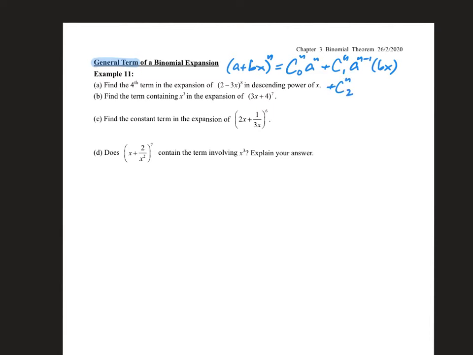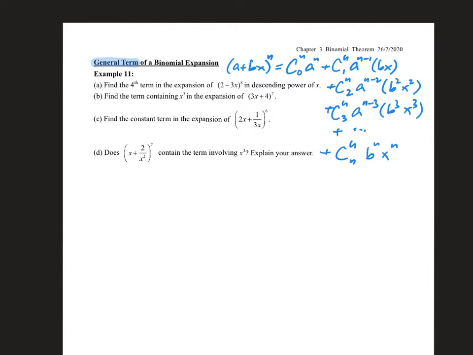Next you have nC2, a to the power n minus 2, b squared x squared, nC3, a to the power n minus 3, b cubed, x cubed, and so on, until the last term nCn, so you have b to the power n, x to the power n. So this is what the binomial theorem is telling you.